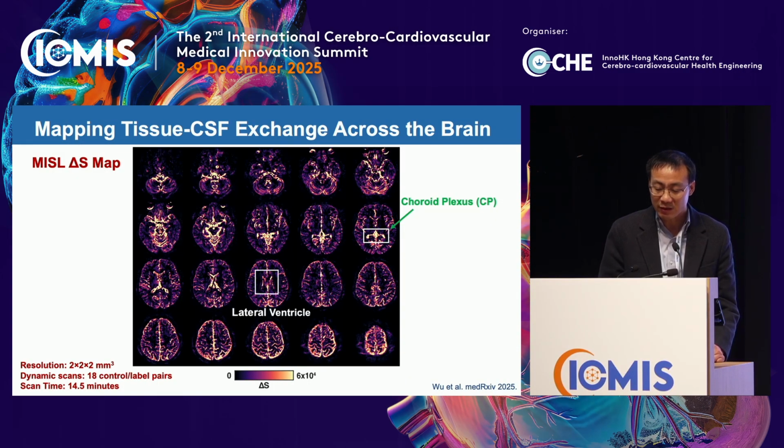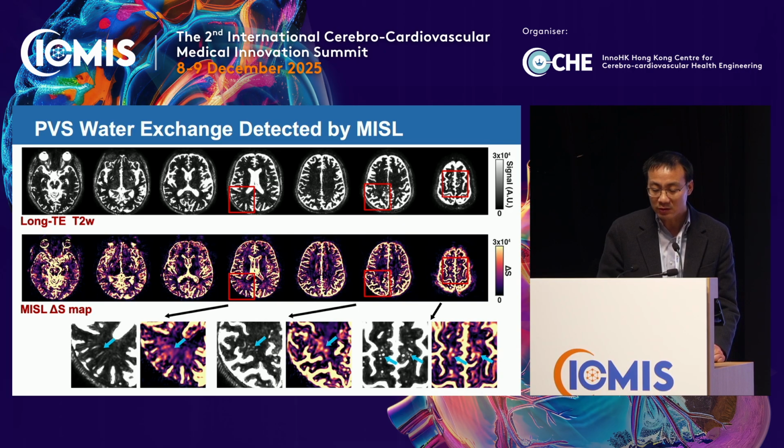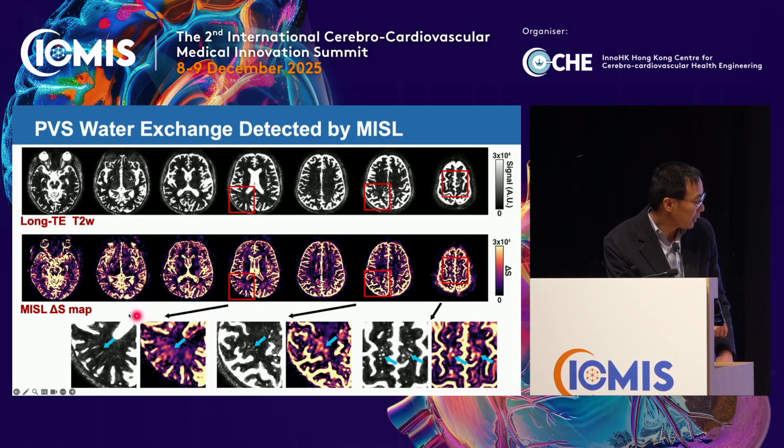But interestingly, in the ventricle, although there is a lot of CSF water inside, the tissue CSF exchange is really slow, almost zero. And not only these two parts, if you look carefully, the perivascular space also has strong tissue CSF exchange, as shown here, especially in the zoomed images. You can see here the PVS, and here is the tissue CSF exchange. You can see very strong signal in the PVS region.